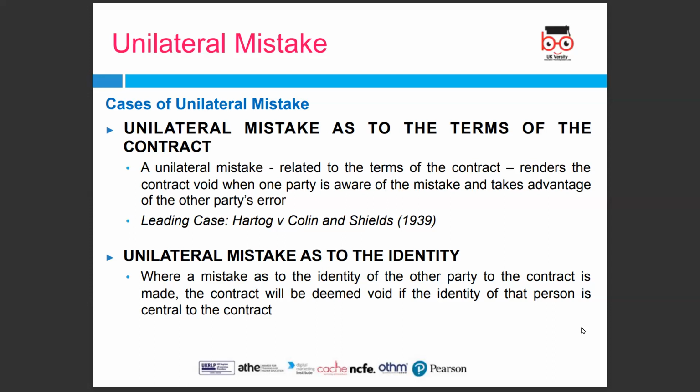Unilateral mistake as to the identity. Where a mistake as to the identity of the other party to the contract is made, the contract will be deemed void if the identity of that person is central to the contract.